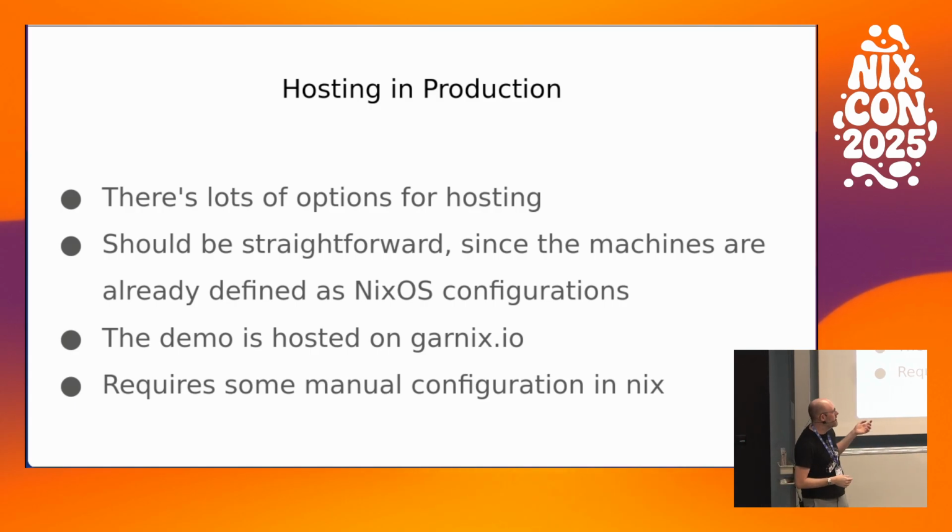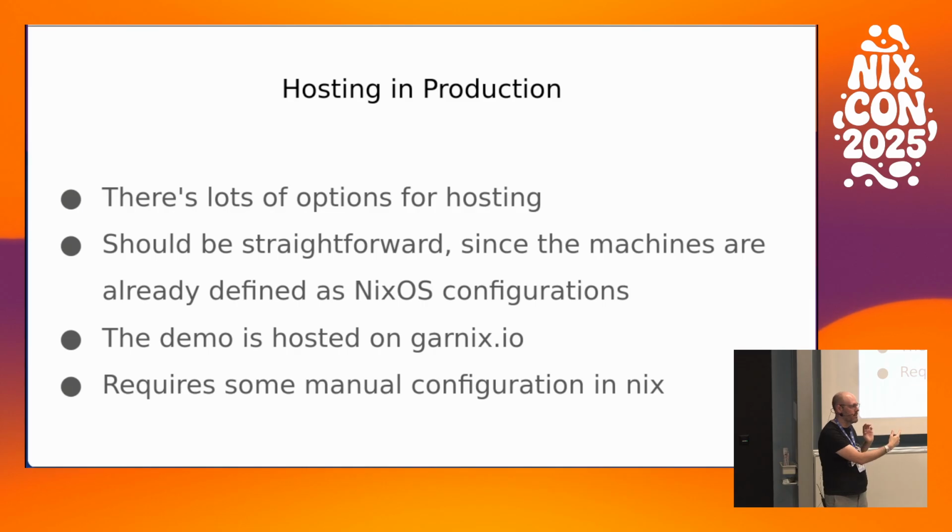What we came up with for this demo that is hosted on Garnix is a system where it establishes WireGuard tunnels between the machines, and then also injects these entries into the etc hosts file so that the code actually doesn't have to change. So this code snippet that you saw is also running in production, just like that.